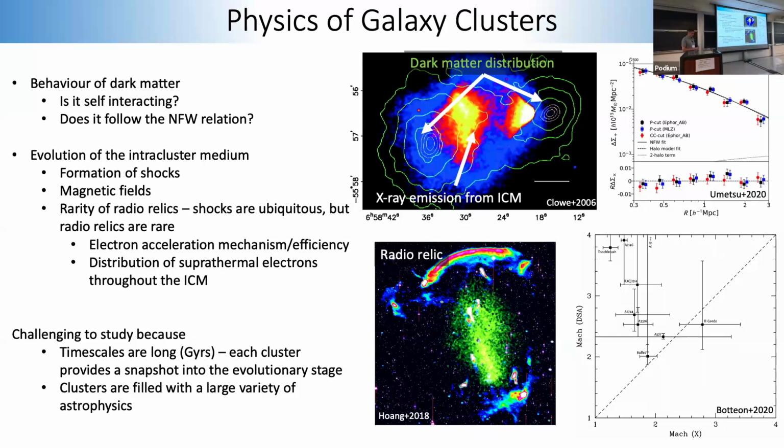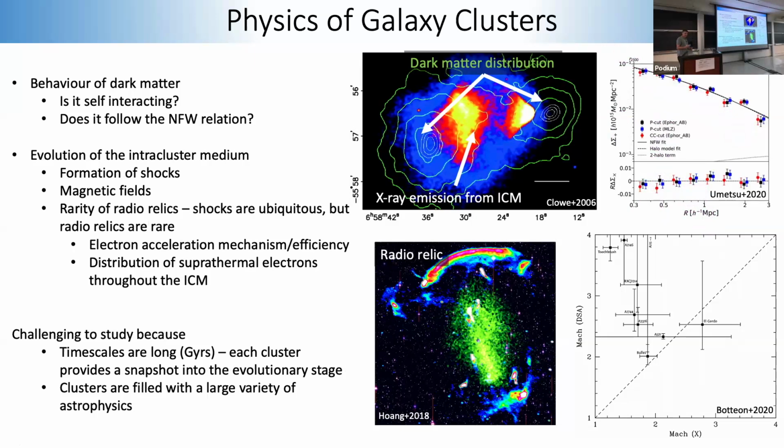And from this, they were able to put an upper limit on the self-interaction cross-section of dark matter. Another way to study dark matter in clusters is to look at the radial density profile, as shown in the top right here from this paper by Umetsu. And they've compared the stacked radial density profile of clusters to the NFW profile in the top right.